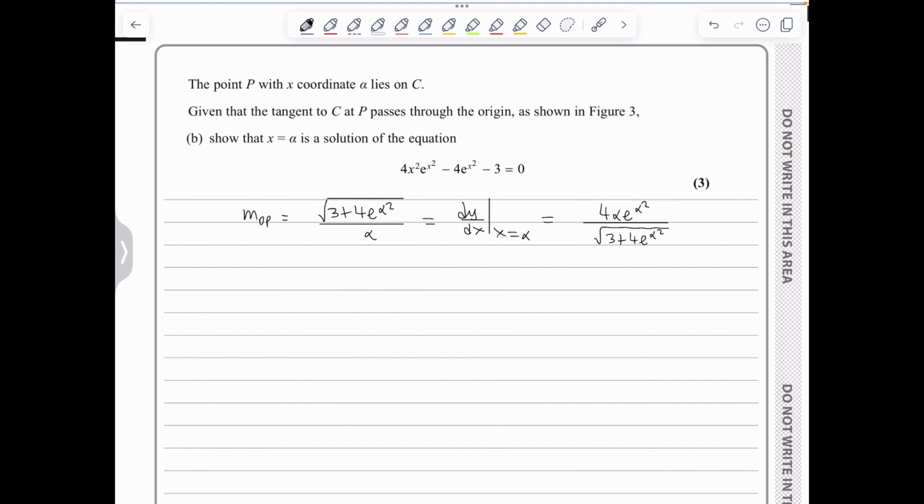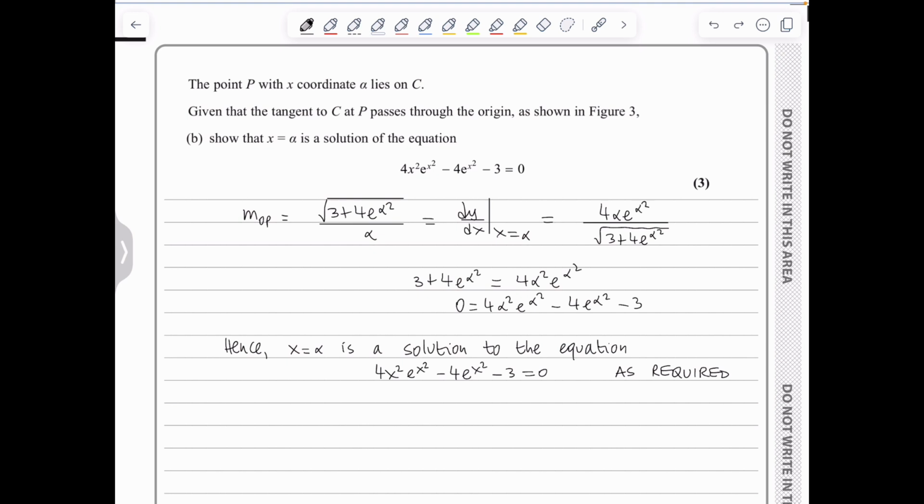So we get 3 plus 4e to the alpha squared, with the square roots cancelling out because they are both the same expression within the square root, being equal to 4 alpha squared e to the alpha squared. And therefore I can collect everything on the right hand side to give me 0 is equal to 4 alpha squared e to the alpha squared minus 4e to the alpha squared minus 3. And we therefore conclude that x is alpha is a solution to the equation 4x squared e to the x squared minus 4e to the x squared minus 3 is 0 as required.